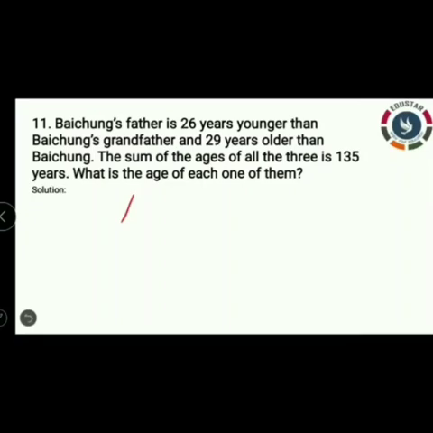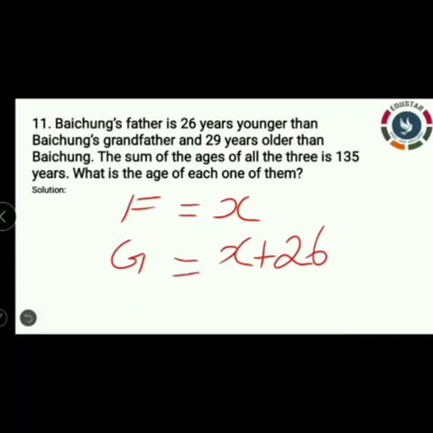Here, father and grandfather, how many years difference? Here, the difference is 26 years. For example, if father's age is x years, then grandfather's age is x plus 26. And look at the next statement.